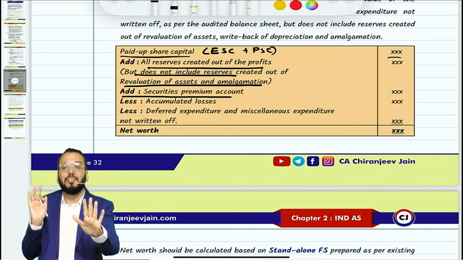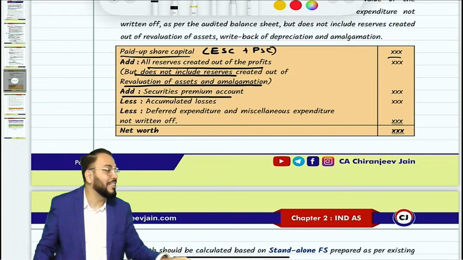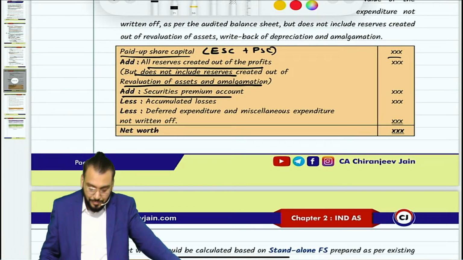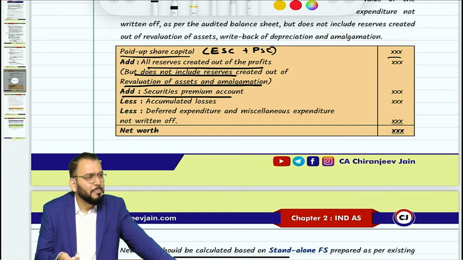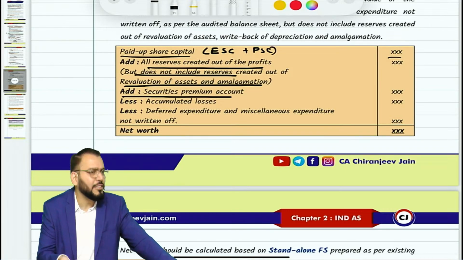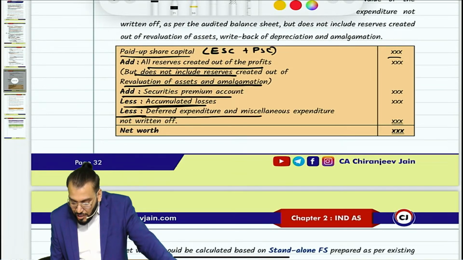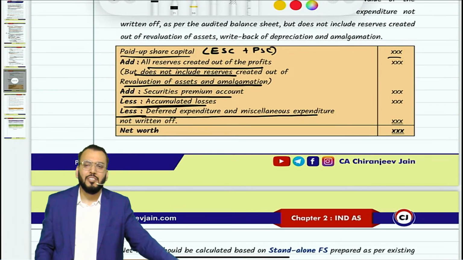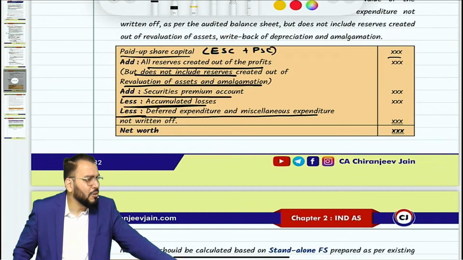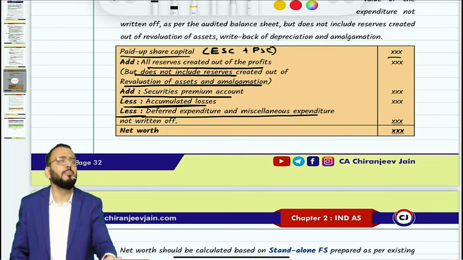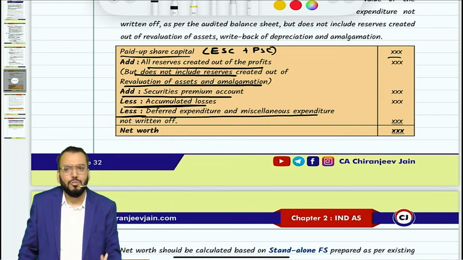So all the reserves and surplus which are created out of profit will be added, and DRR is also created out of profit only. Correct. Less, of course, accumulated losses. There can be some negative profit also, meaning loss, negative reserve and surplus, that you deduct. Less accumulated losses, less deferred expenditure and miscellaneous expenditure not yet written off. Nowadays we don't find this heading in the balance sheet because as per AS as well as Ind AS there is no deferred revenue expenditure.